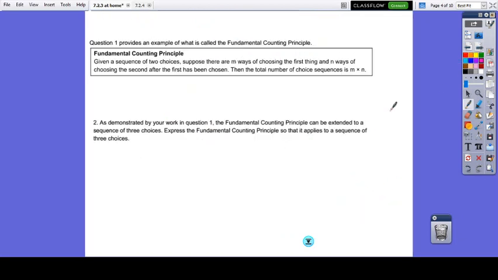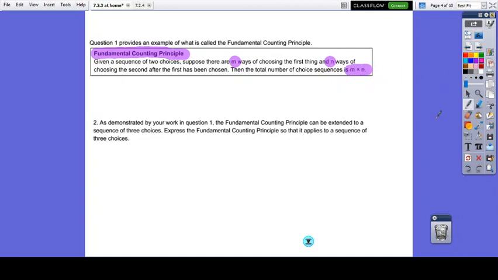Okay, so question 1 provides an example of what's called the fundamental counting principle. So here's the next thing that I'm highlighting in here. We have that fundamental counting principle. And what this essentially says is that given 2 choices, suppose there's m ways of choosing the first thing and n ways of choosing the second thing, then the total number of choice sequences is m times n.